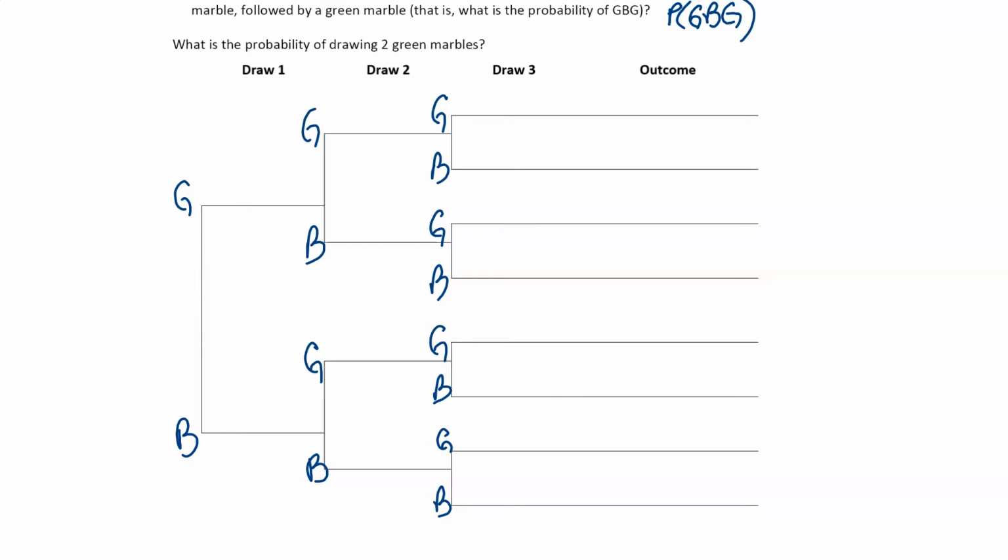So on the first draw, the probability of drawing green, because there are 3 green and only 2 blue, we have a probability of 3 out of 5. Similarly, the probability of drawing blue is equal to 2 out of 5.